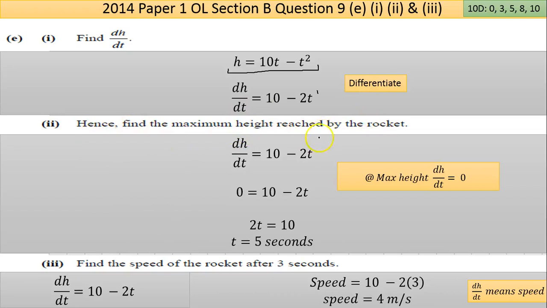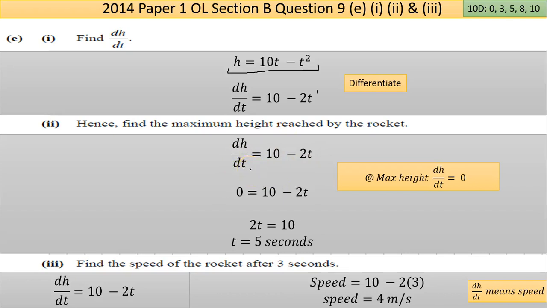Now, second part there, hence find the maximum height reached by the rocket. This is max and mins again, and in 2014, max and mins have come up in just paper 1 three times, not like, I suppose, variations of the classic sense. So my slope equation, I just found that, when you differentiate, the reason you do it is to find the slope.